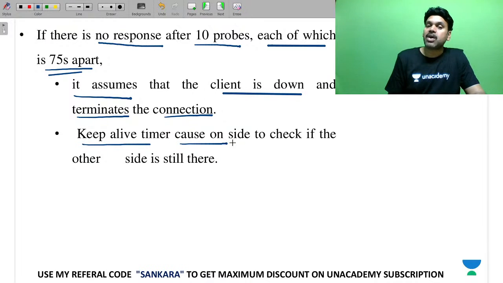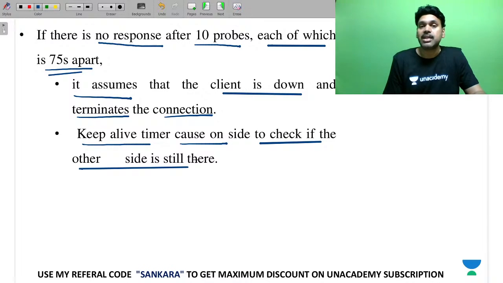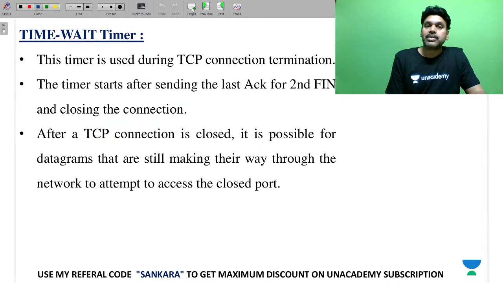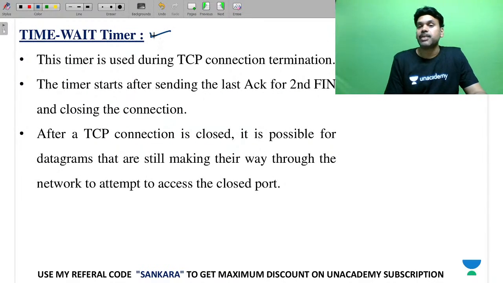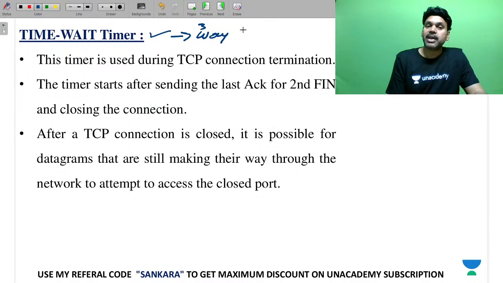So the keep alive timer causes one side to check whether the other side is still there or not. My dear friends, these are the very important timers. The other timer is the time wait timer. Especially this is used when you close the connection and wait for acknowledgement. That we will see in the next session with connection management in TCP. This is exactly what is used in the three-way handshake protocol, and we will learn this time wait timer.